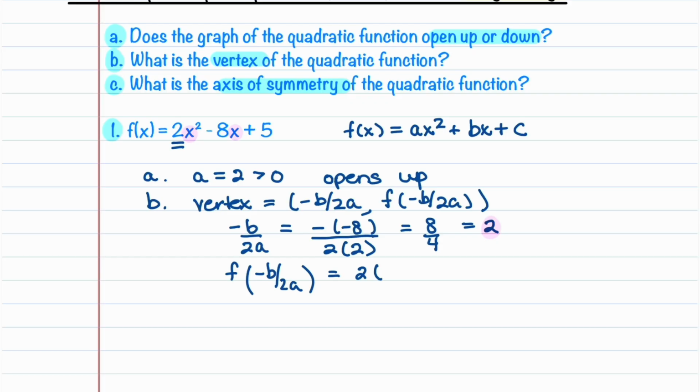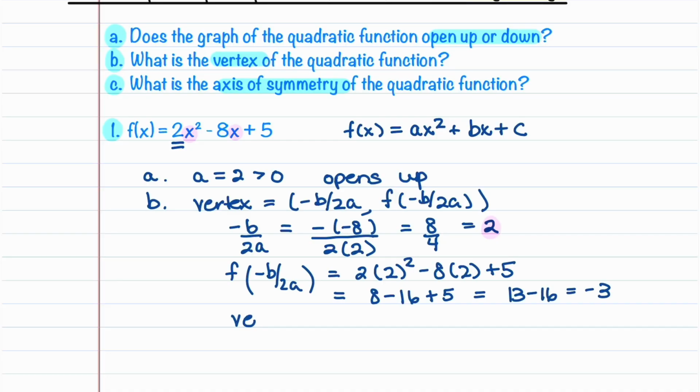And we have 2 times 2 squared minus 8 times 2 plus 5. Just plugging that 2 back in for x. 2 times 2 times 2 is 8. And then we have minus 16 plus 5. And that's 13 minus 16, which is equal to minus 3. So we can write down that our vertex is equal to (2, minus 3).